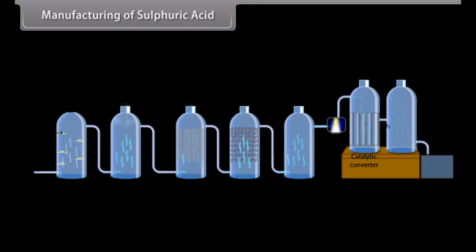SO3 is introduced at the base of the absorption tower, from the top of which concentrated H2SO4 is showered. As SO3 gas moves up, it is dissolved in sulphuric acid, forming oleum, which may be drawn out from the base of the tower. Oleum is then diluted with water to get H2SO4 of the desired concentration.